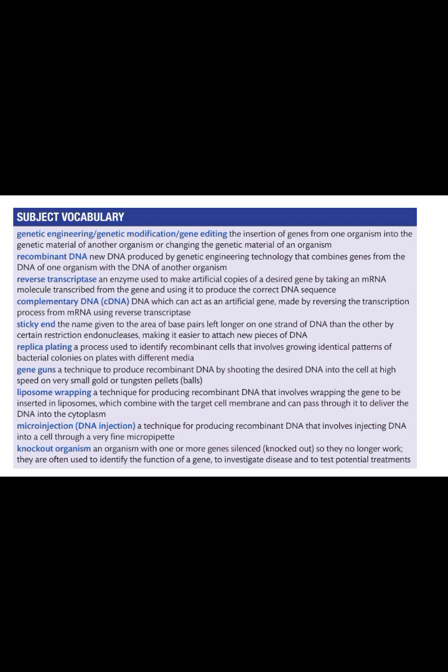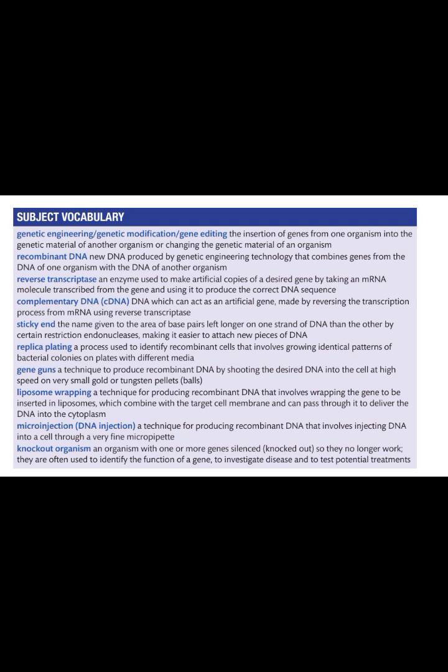Replica plating is a process used to identify a recombinant cell that involves growing identical patterns of the bacterial colonies on plates with different media. So they are basically those plates which are helpful to develop copies of bacterial colonies. Obviously they would need a diet, they would need stuff to maintain their growth.